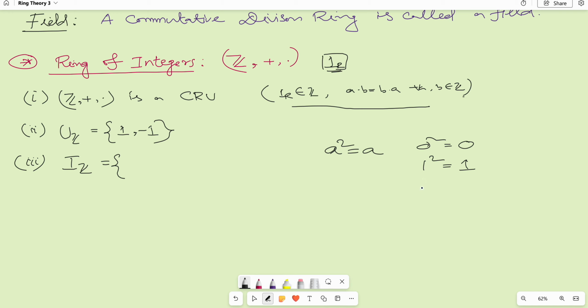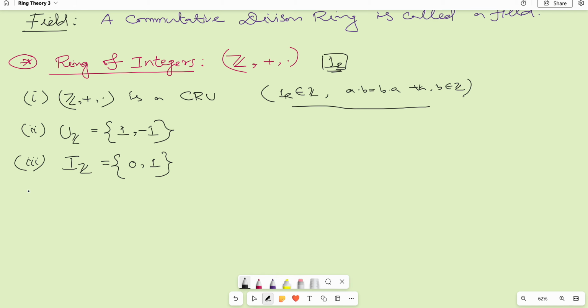No. If you take any A, A square will not be A, because you see here, you can take A square minus A, which is 0. A times A minus 1 is 0, so possible choices are either A equals 0 or A equals 1. So there is no other element except 0 and 1, right? So idempotents, which satisfy A square equals A, are 0 and 1. There is no other idempotent element inside the ring Z, right? So this should be clear.